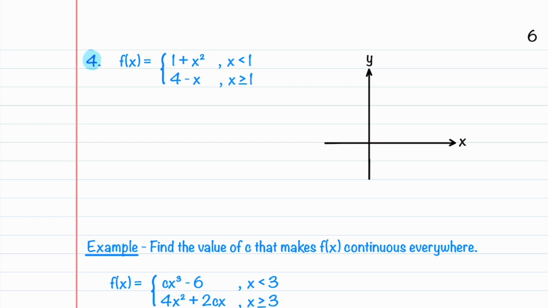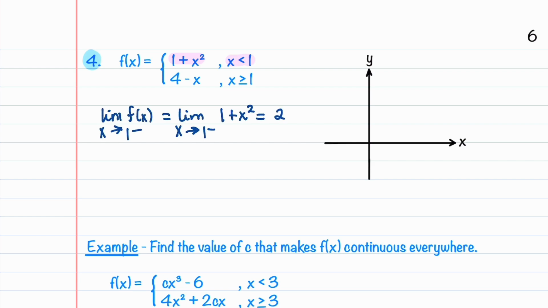Let's now look at our fourth example. This example is a piecewise function, so we're going to start by looking at the limit of this function as we approach 1 from the left and from the right. Let's first look at the limit of f of x as x approaches 1 from the left. That's right here, so we're going to look at that piece right there. So this is the limit as x approaches 1 from the left of 1 plus x squared. Plug in x is 1, so we just end up with 2.